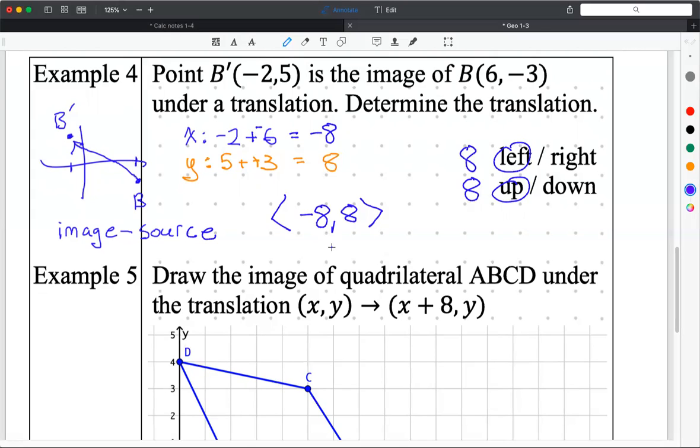Yeah, Wyatt, question? Mr. Sindel, how did you get 8 up? Were you going from B to B prime? Yeah, trying to get from B to B prime. So I started down here at the y coordinate -3, and then I have to go up in order to get to a +5. Okay. Yeah, and also another common mistake is mixing up your source and your image. You're always starting with the non-prime, and then you're going to your prime.